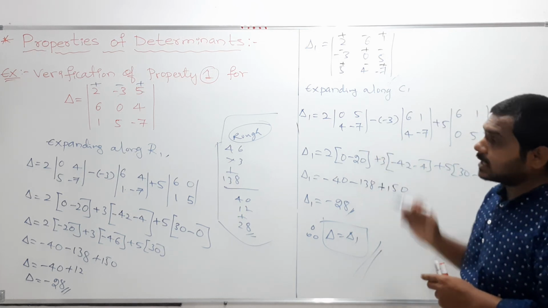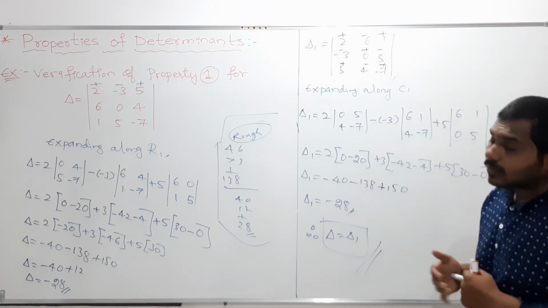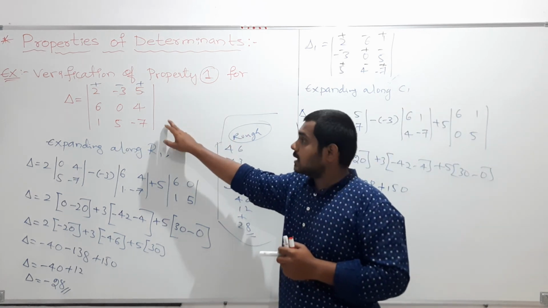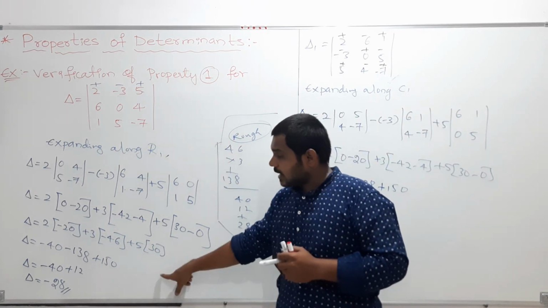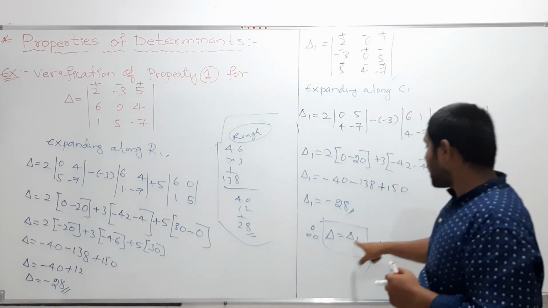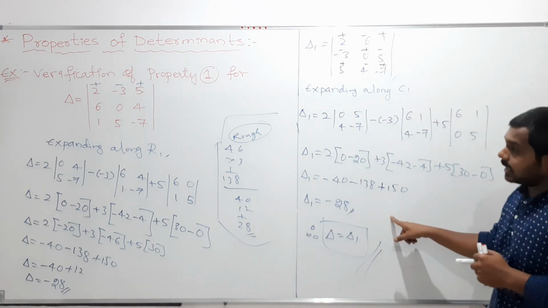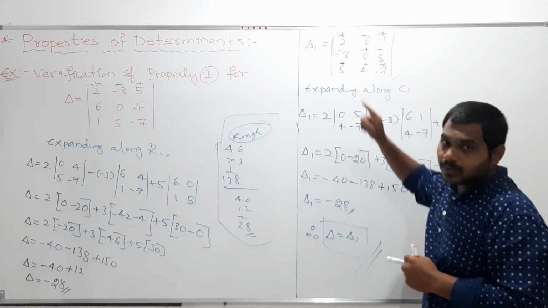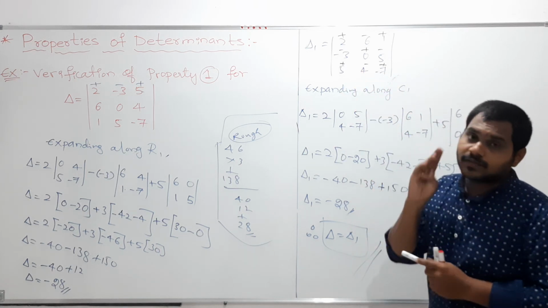For that, I solved this example. Clear? So this is the one determinant I have. After solving the determinant, I am getting the same answer, minus 28 only, after changing the rows into columns. Clear? So this is the first property.